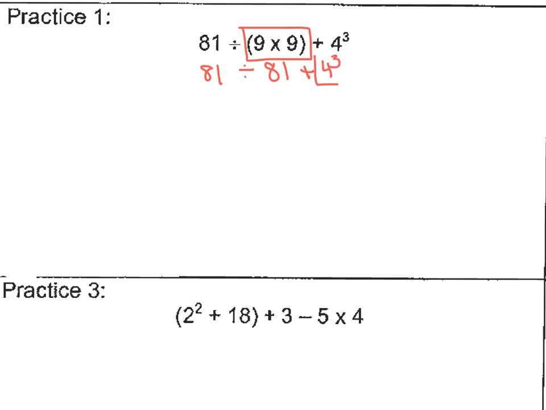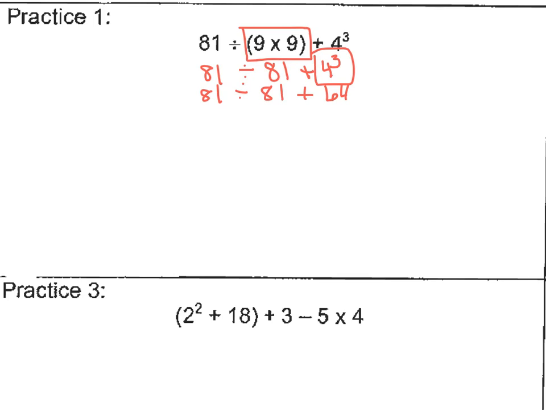Next we have exponents. So you box it. 4 cubed is 4 times 4 times 4. 4 times 4 is 16. 16 times 4 is 64. And then you rewrite it.